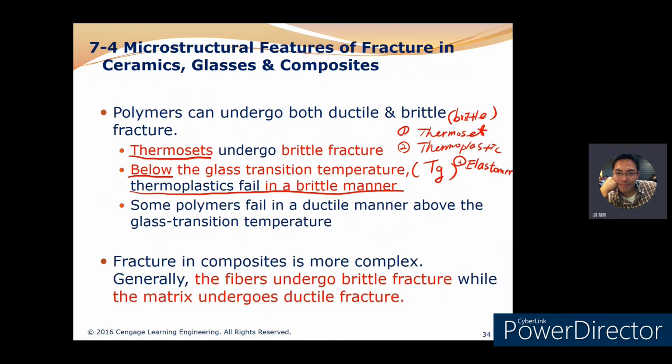I will show you the picture in the next slide. Fracture in composites is more complex. Generally, the fibers undergo brittle fracture, while the matrix undergoes ductile fracture. The glass fiber is a brittle material, and the epoxy matrix is a ductile material. So it's quite complicated. Therefore, the bonding between the fibers or fillers and the matrix is important. I will mention this later.